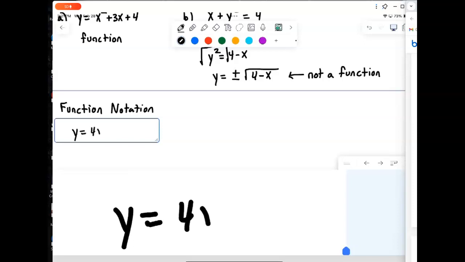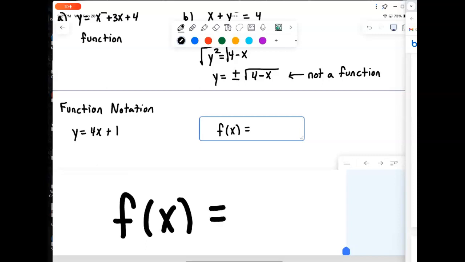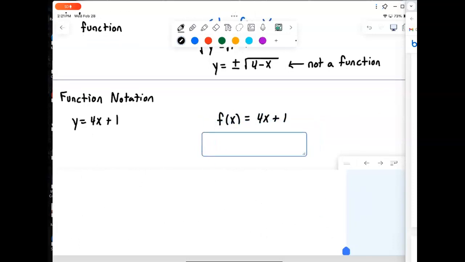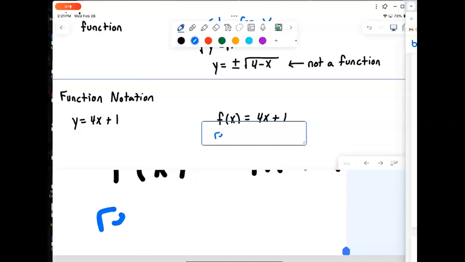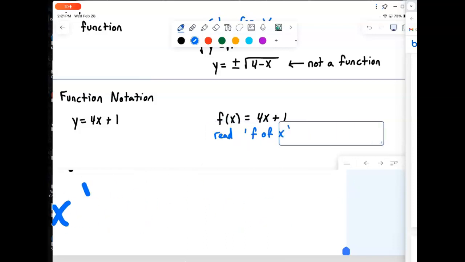So in algebra, with an equation, we could write that equation as y equals 4x plus 1. The function notation way of writing it is replace the y with this expression f parentheses x. And that drives home that f is a function of x. F depends on x. We read it typically as f of x, or the longer way of saying it is f is a function of x.